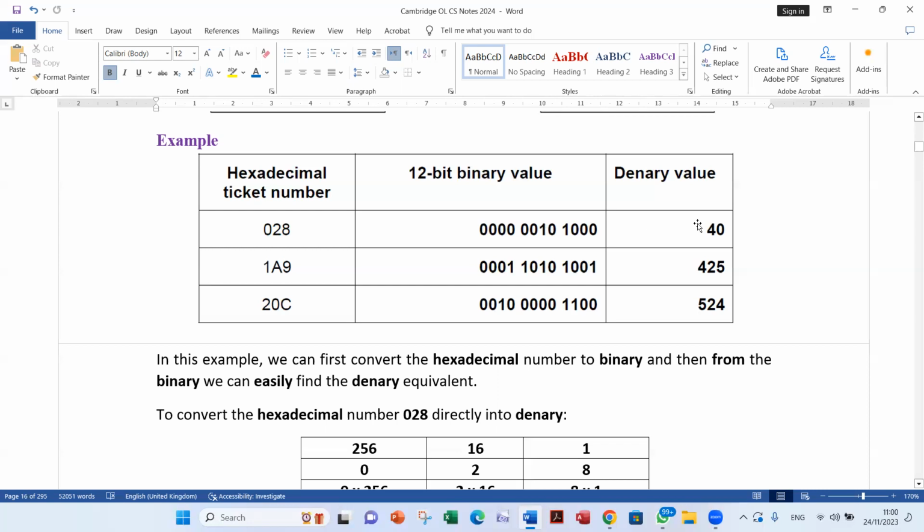Go and play with numbers until you are really confident with hexadecimal, binary, and denary. The three together, because you will be asked to convert between any of the three.